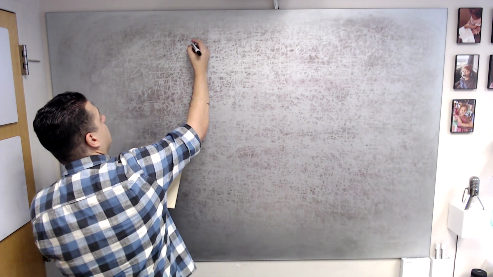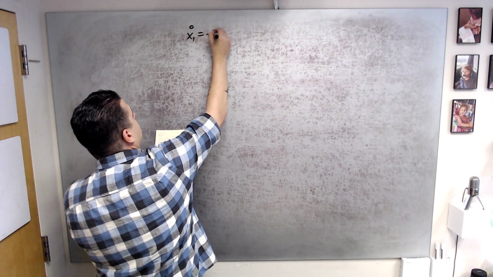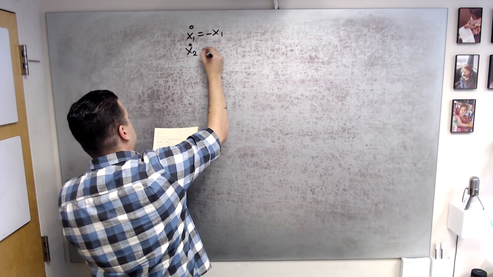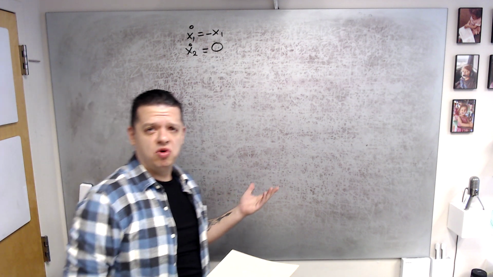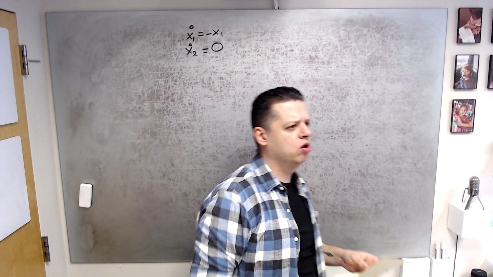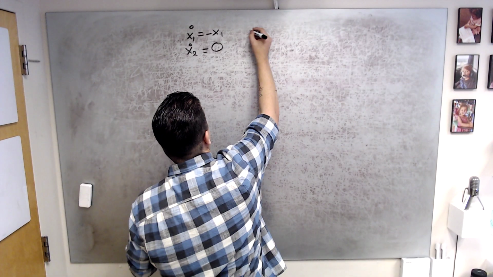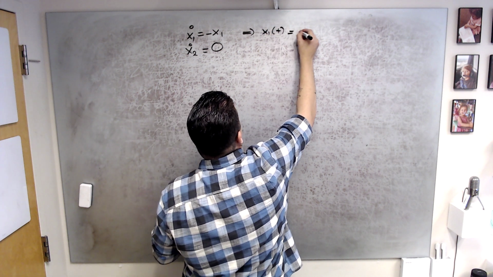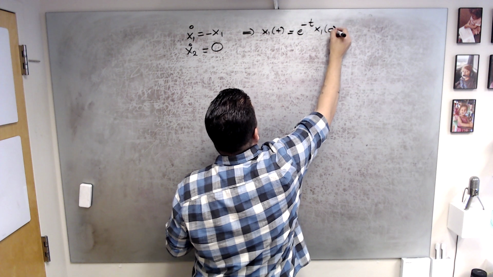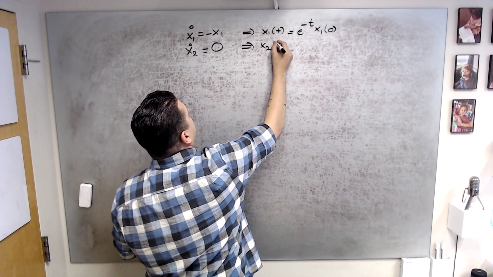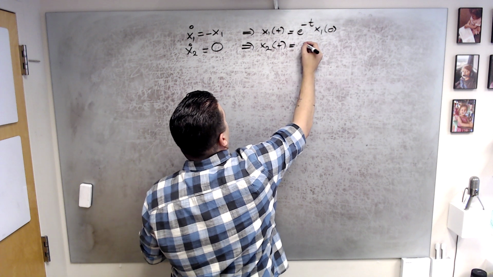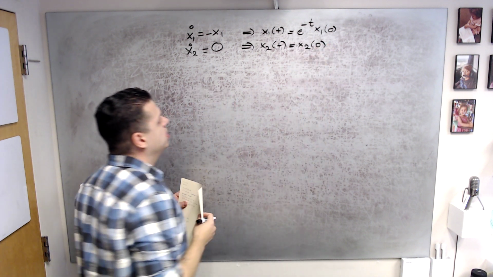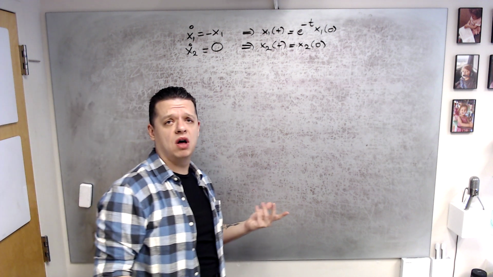All right. For the first example, let's start simple. Let's say x1 dot equals minus x1, x2 dot equals 0. Well, of course, you don't need an energy function or Lyapunov function to analyze this, right? You can look at the solution. If you solve this, x1 of t is e to the power of minus t times x1(0), and from here x2 of t will be x2(0).